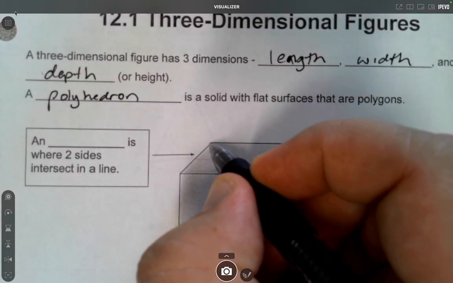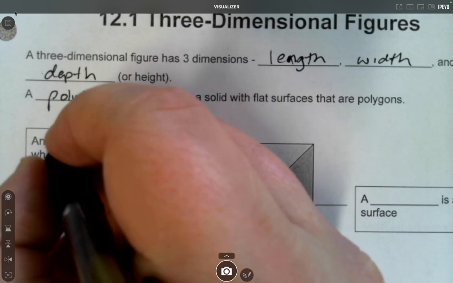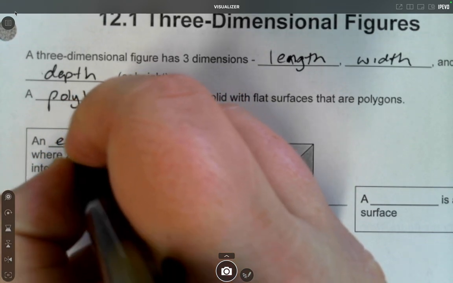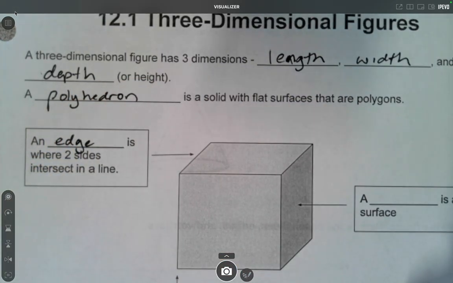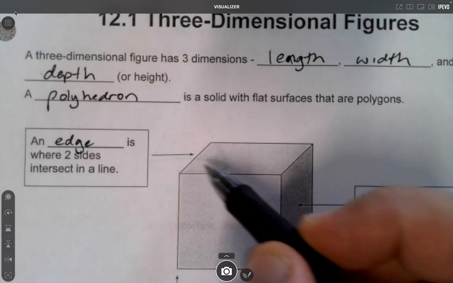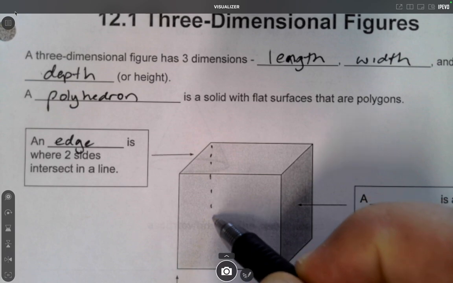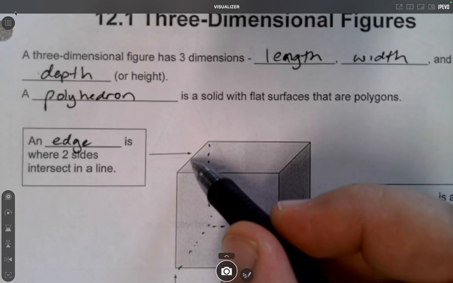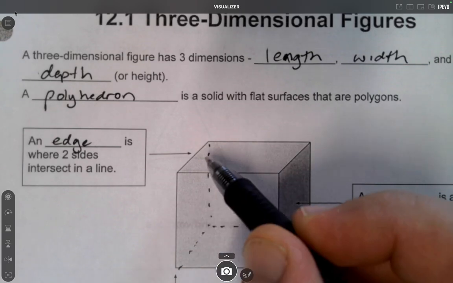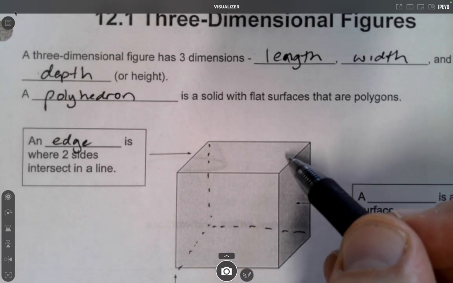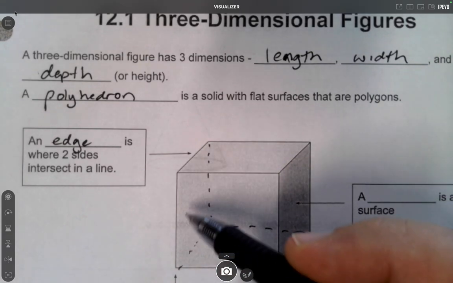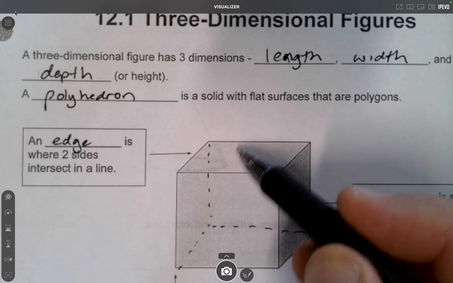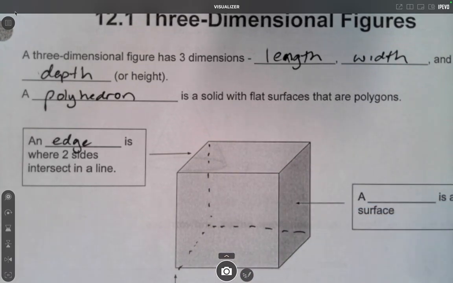So what we might call lines often, the official name is an edge. So an edge is where two sides intersect in a line. So right here, we can't see it, the kind of invisible thing over there. So this invisible side connects to the top and forms this edge. This front side connects to the top and forms this edge. So it's where two sides intersect in a line.